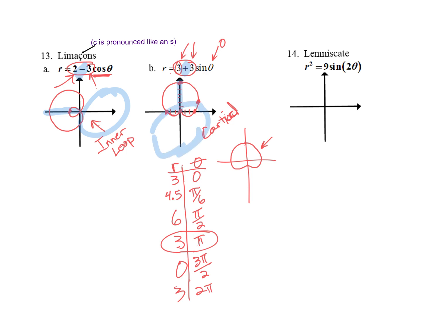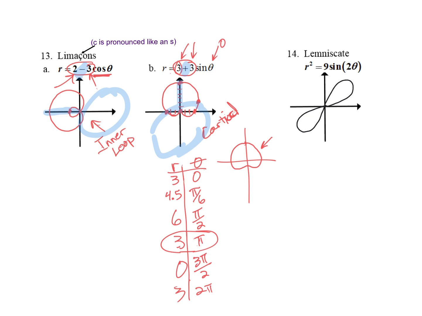Okay, the last one, those are limaçons. The last one is called a lemniscate. And that one, well, go ahead and put it in your calculator. You can see what it looks like. Lemniscate looks like a figure 8. Lemniscate, figure 8.